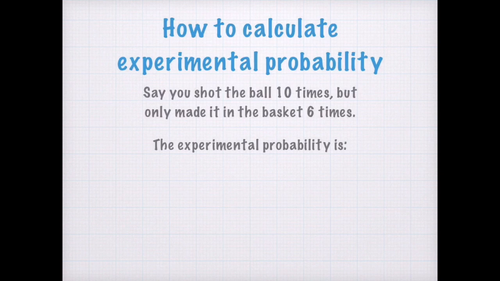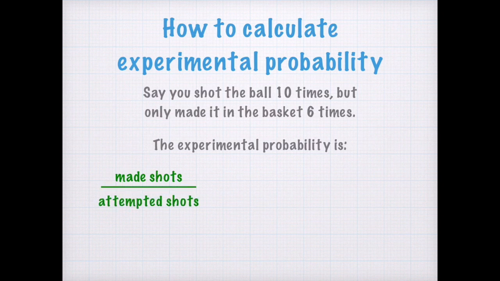So how do we calculate experimental probability? Say you shot the ball 10 times, but only made it in the basket 6 times. The experimental probability is the made shots divided by the attempted shots. In this case, we made 6 and we attempted 10, so we divide 6 by 10. And when we do so, we get 0.6.